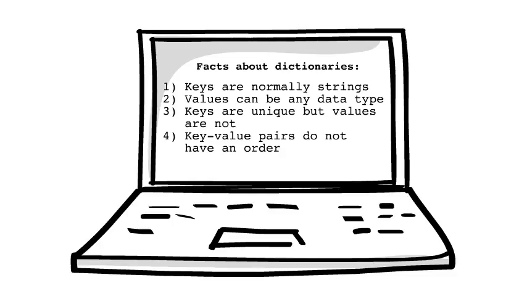Here are some important facts about dictionaries. Keys are normally strings, but you can also use numbers or tuples. However, values can be of any data type. Keys each need to be unique, but the values can be repeated. For example, just as a restaurant menu can have two items of the same price, so can two keys have the same value in a dictionary. Key value pairs also do not have an order. Unlike lists that have an index position, key value pairs are unordered.